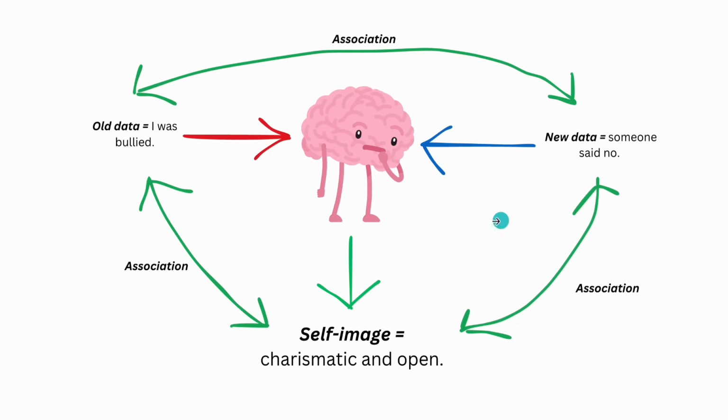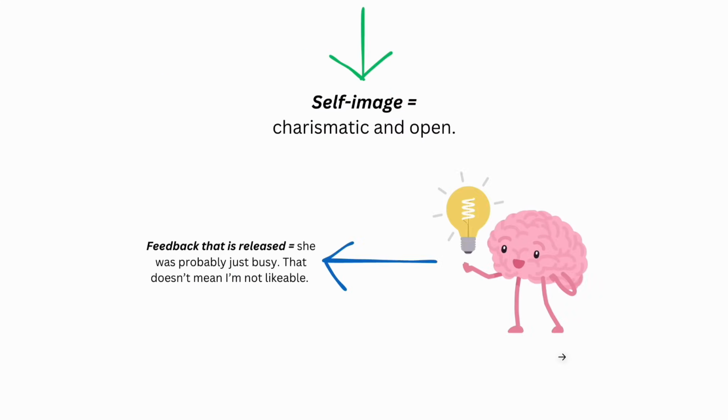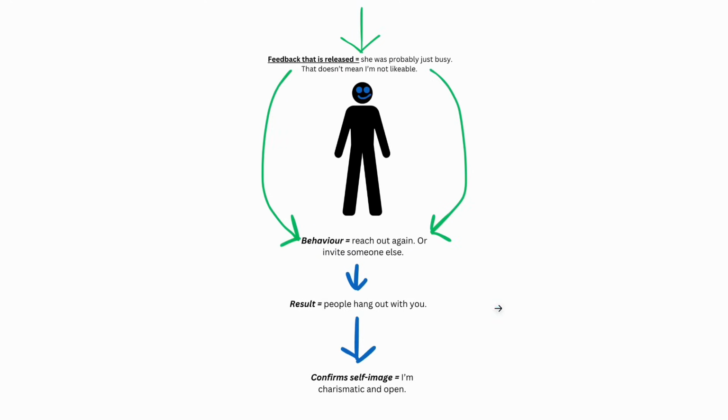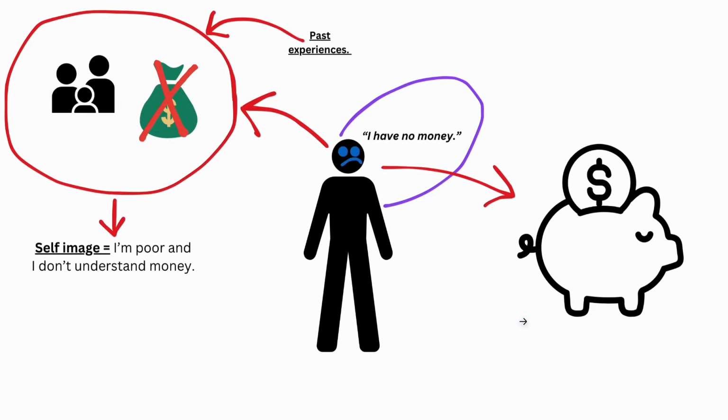What happens? The brain still has the same data, old data, I was bullied, new data, someone said no, but the new self-image is the lens through which your brain interprets this association, being I am charismatic and open. So what happens? Ta-da! The brain releases the feedback through your self-image that she was probably just busy. That doesn't mean I'm not likeable. So what plays out? Feedback is released, resulting in that person reaching out again, or they invite someone else for a coffee, resulting in people hanging out with them more, all of which confirms their charismatic and open self-image. Let's cover one more example.